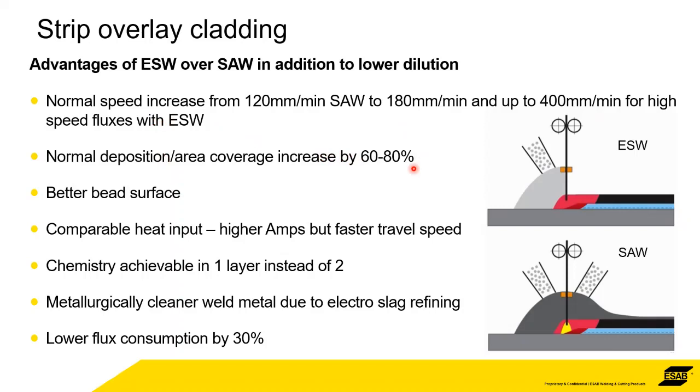The area coverage increases by 60 to 80%. You're going faster with the same width strip, so obviously you're putting more area down. With electroslag, you get a better bead surface. It's a cleaner weld because of electroslag refining. So you get a cleaner weld and there's less disturbance, so the bead is generally flatter, the better. In terms of heat input, although you're putting in massively more amps, you're actually increasing the speed, so the heat input calculation stays about the same, and I'll illustrate that in another slide. And because of the lower level of dilution with electroslag welding, it is possible, a lot more common, to be able to achieve the chemistry that you're looking for in a single layer.